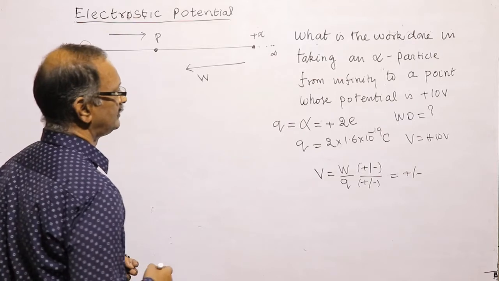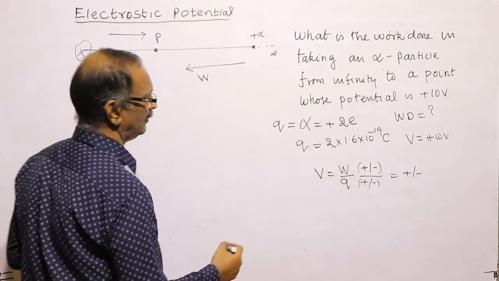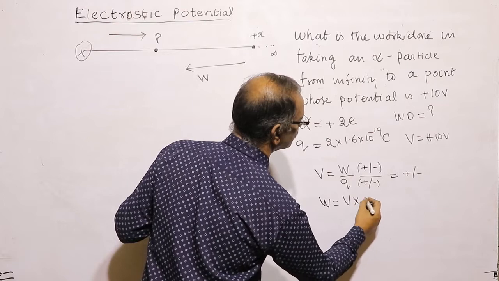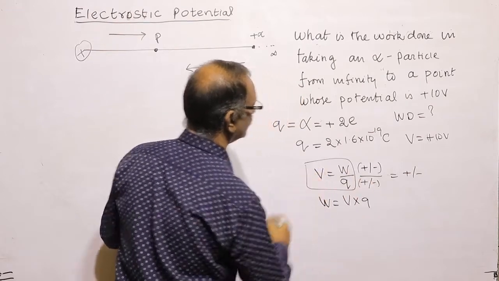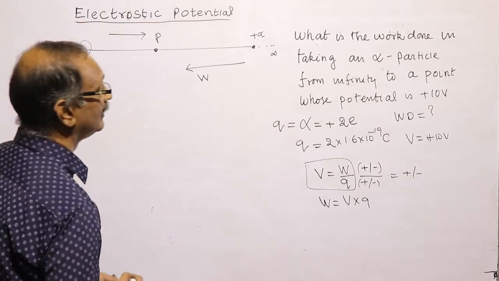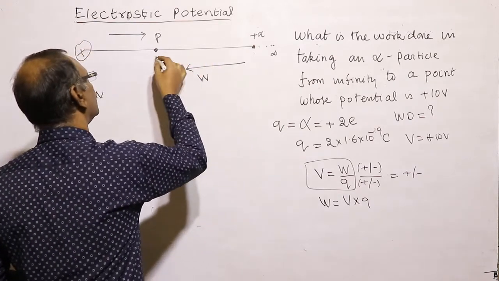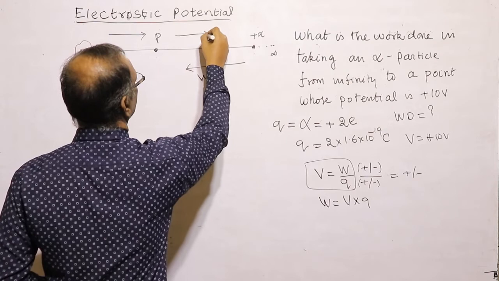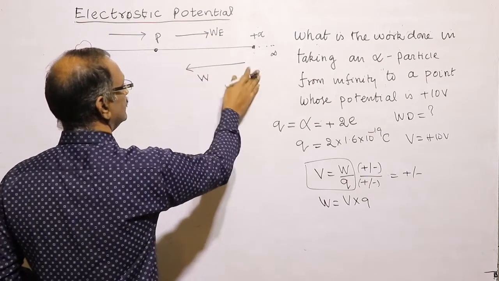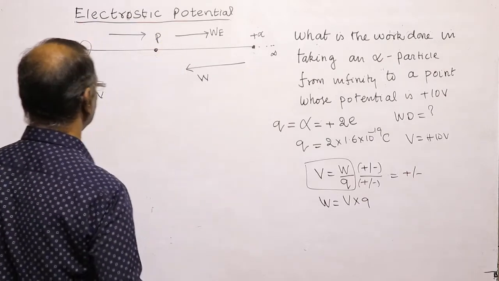Scalar means it may be a positive number or a negative number. Right. Now let us see what is charge. Now we calculate potential. From this expression, work done is equal to potential into charge. He is asking work done in taking the alpha particle from infinity up to here. So this is the work done by the electric field on the alpha particle, and this is work done by us, that is by an external agent, in this direction. Both are in the opposite direction, mind it.